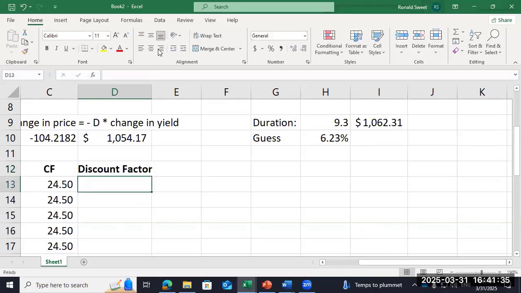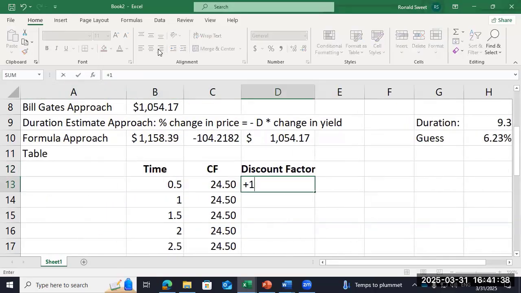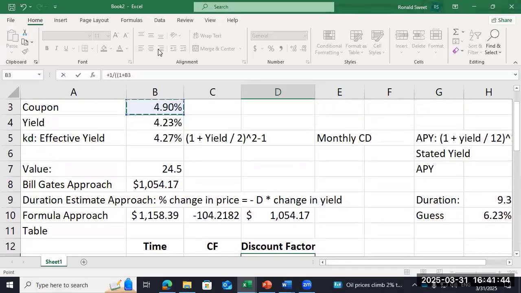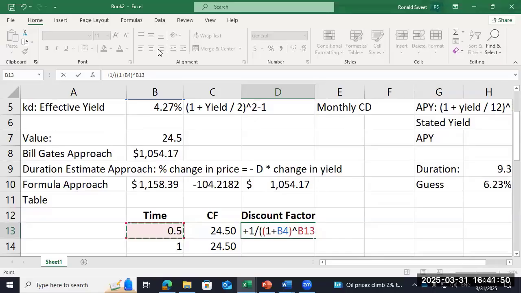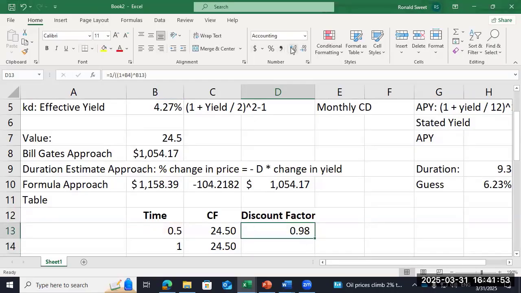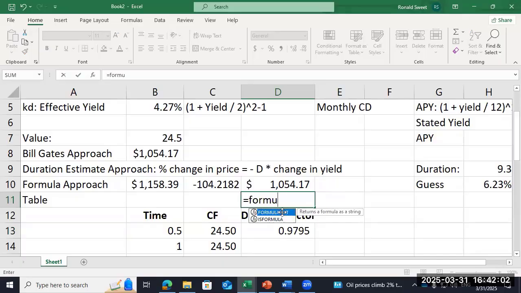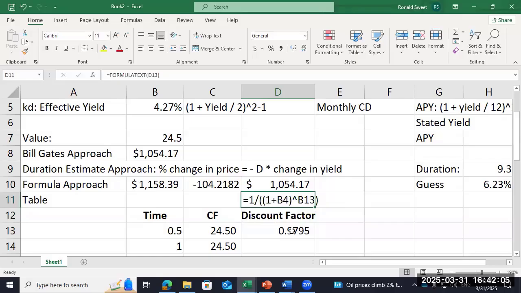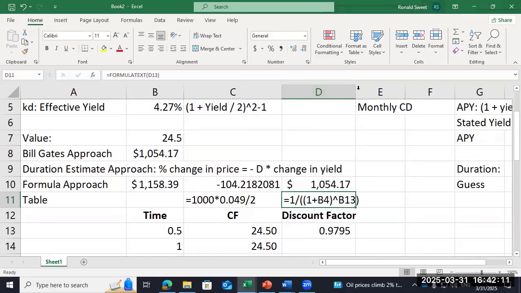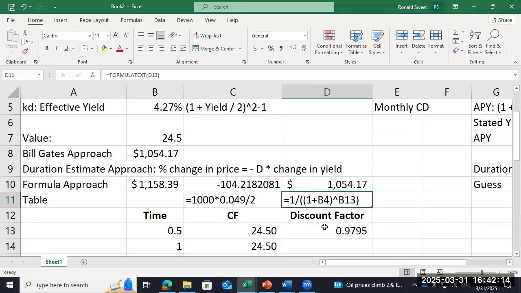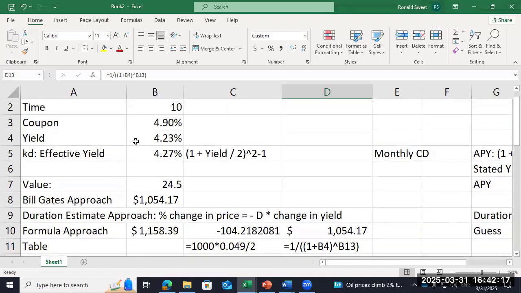So we need a discount factor. So here what we're going to do is take 1 divided by 1 plus our effective yield, raised to the time. And that factor should be 0.99 something or 0.98 something or 0.97 something. All right. Just discounted cash flow.